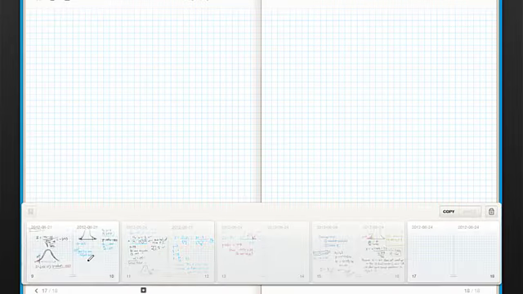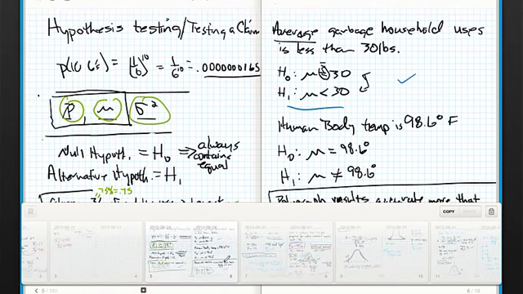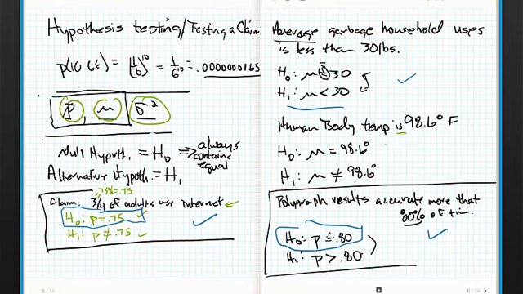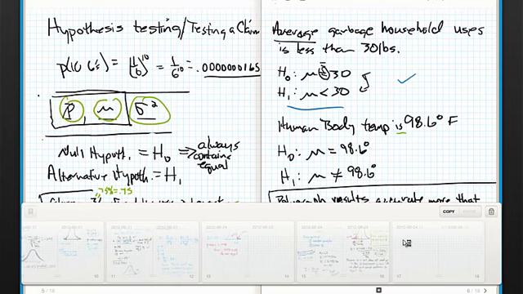Let's see if I can find where we wrote down all of our null and alternative hypotheses. There they were. Okay, remember this guy? Human body temp is 98.6 degrees Fahrenheit. Notice that this is equals, right? So I'm either going to be equal to or I'm going to be not equal to. That's the way to think about that. Now I'm going to go back here and let's do a hypothesis test on it.